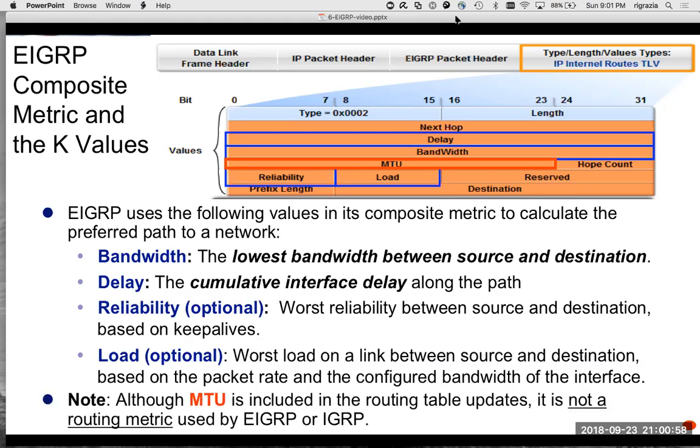I want to make a note here that MTU, maximum transmission unit, is not one of the values used in the composite metric. It is passed in the routing update, but it has nothing to do with the metric. I mention this because there was some documentation out there in books and elsewhere that said MTU was one of the parts of the composite metric. It has never been and never will be. So I just want to make that clear.